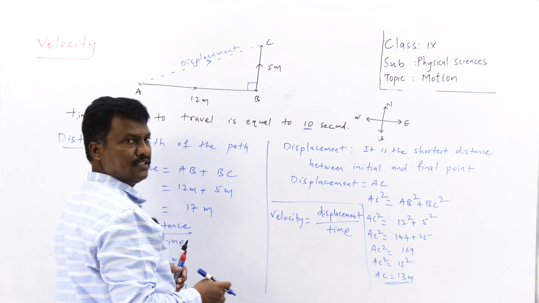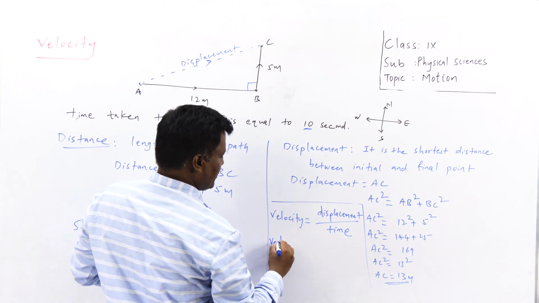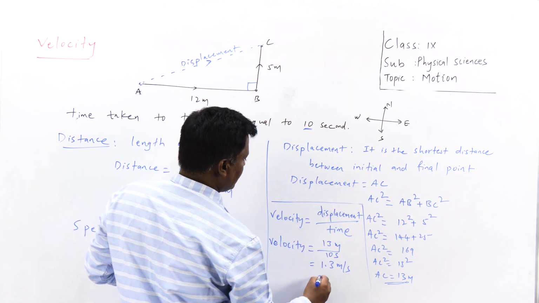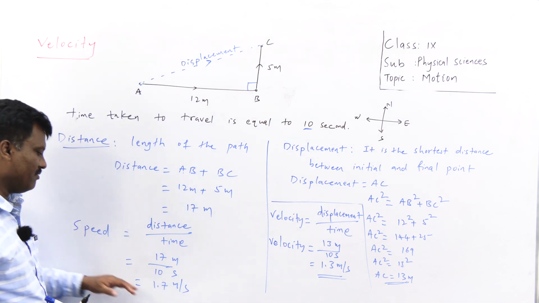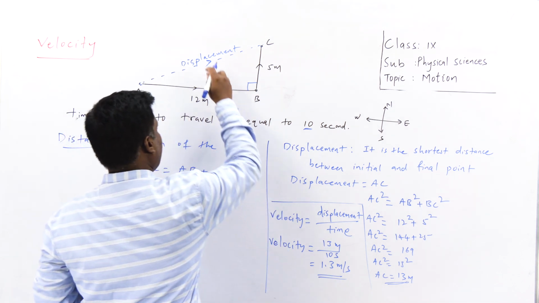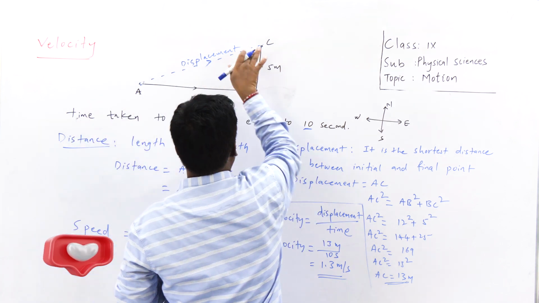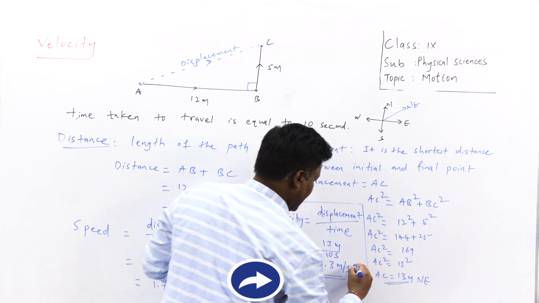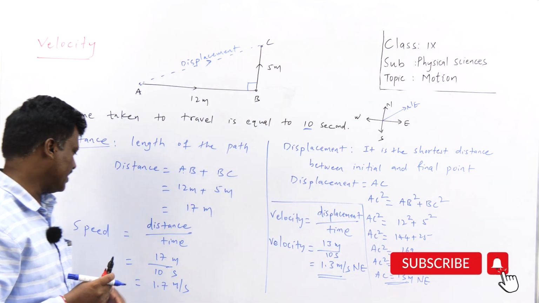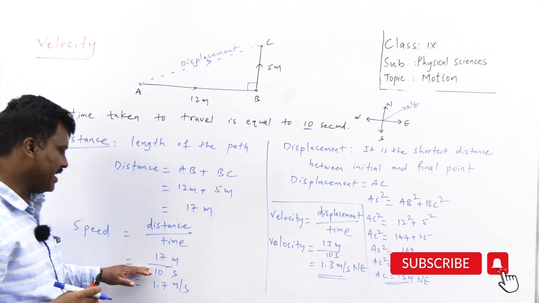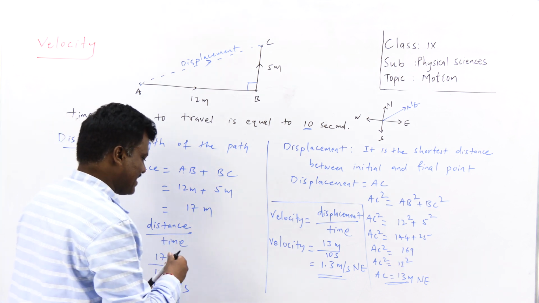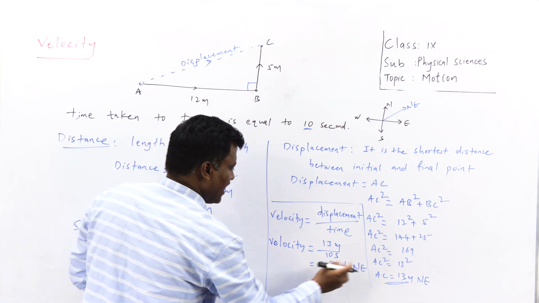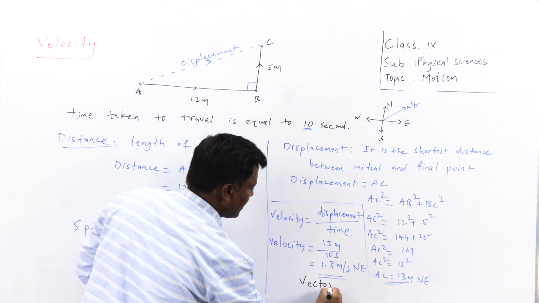We get velocity. Then velocity is displacement of 13 meters divided by the time, which gives 1.73 meters per second. But here velocity has direction. What is the displacement direction? This is towards northeast. Displacement direction is northeast, so velocity direction is also northeast. Between speed and velocity, speed has no direction. Speed is a scalar quantity, but velocity has direction, so velocity is a vector quantity.